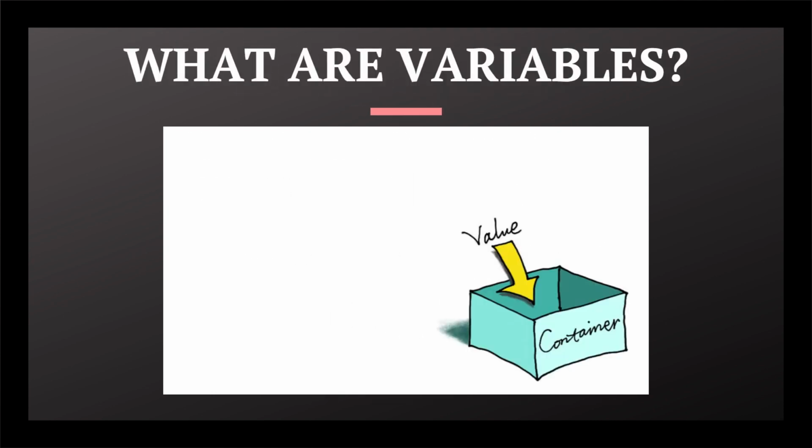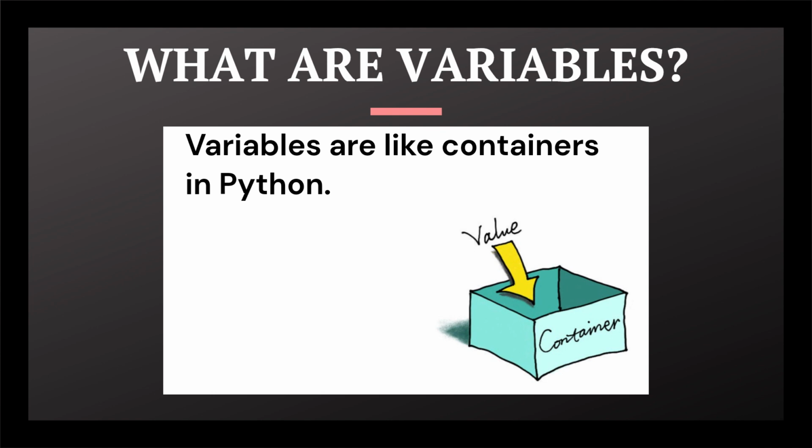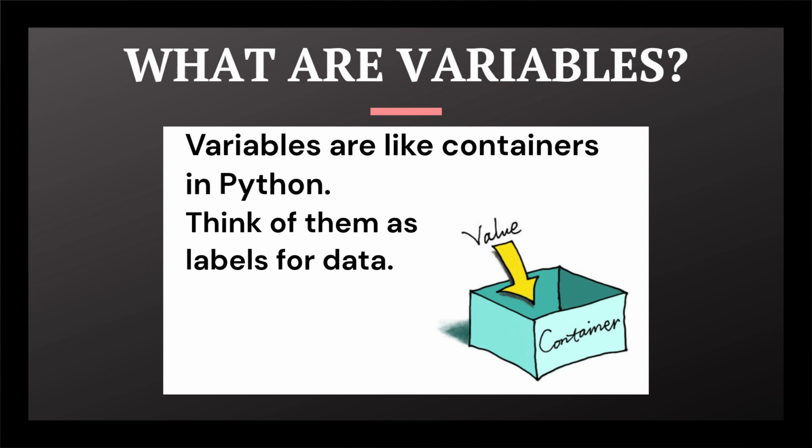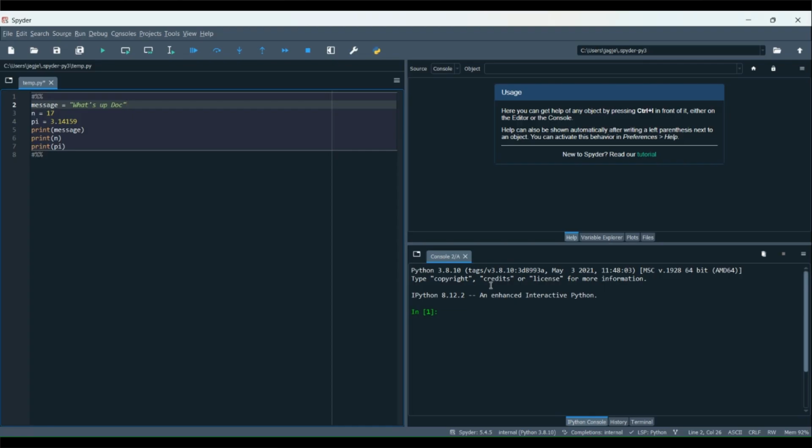Variables are like containers in Python. They let us store values and give those values human-readable names. Think of them as labels for data. Just like in math, where we use pi to represent 3.14159, we can use variables to make our code more understandable. So every variable has a name and a value.